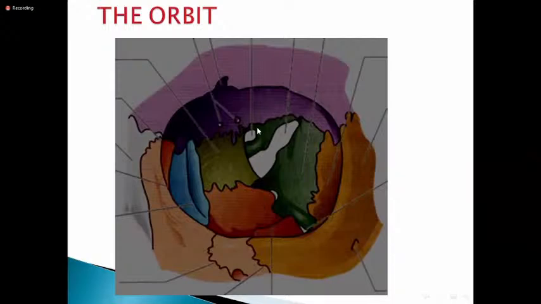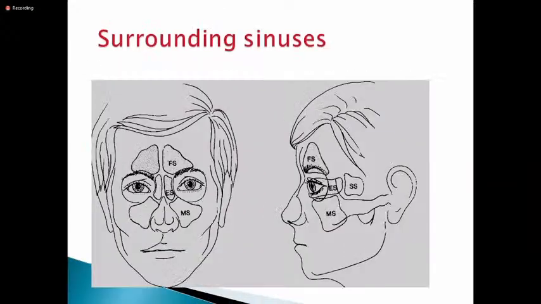In the orbit itself, you can see the optic canal, the superior orbital fissure. You can only see the inferior orbital fissure around this area. So this is something you need to revise. Those are the orbital walls I've already mentioned.